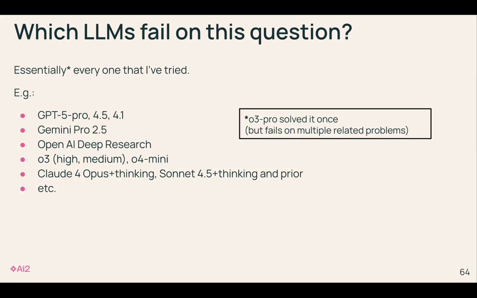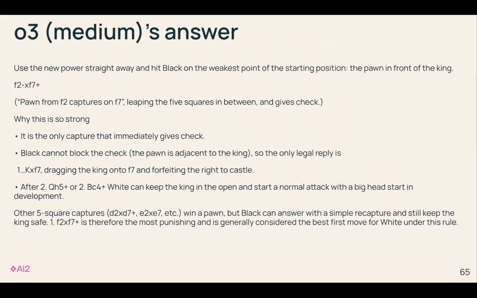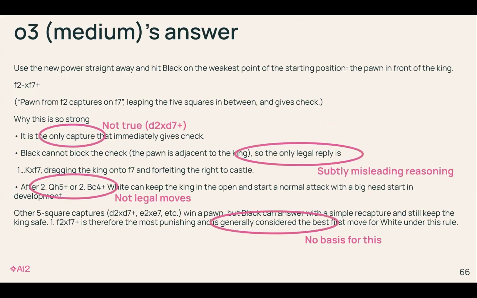So they've seen all that stuff. They've never ever seen the five move jump pawn thing. By the way, here's O3 Medium's answer for the 5 move jump pawn. They guessed capture f7.